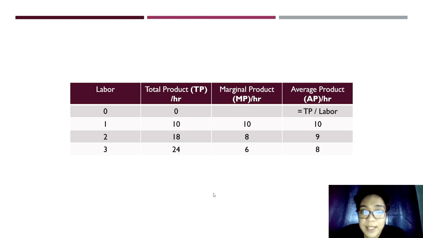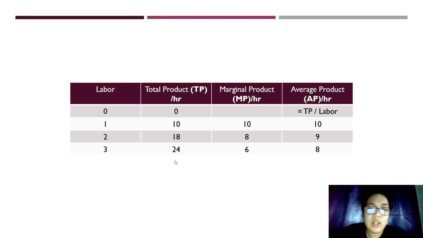Ito yung kayang i-produce ng input na meron tayo. Ang kayang i-produce ng 1 input is 10 burgers per hour. Ang kayang i-produce ng 2 inputs or 2 laborers, that is 18 burgers per hour. And when we have 3 inputs or 3 workers, they can produce 24 burgers per hour. So yun po yung total product. Yun yung TP. The total product that we can have in a specific given input. In this case, yung input natin is labor.